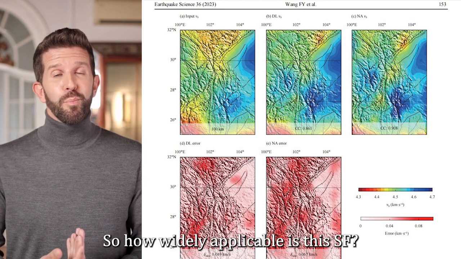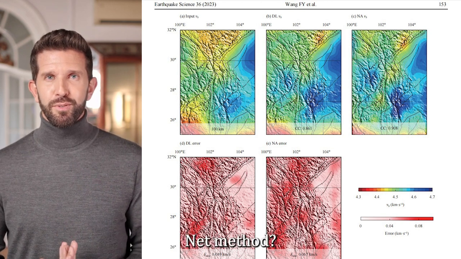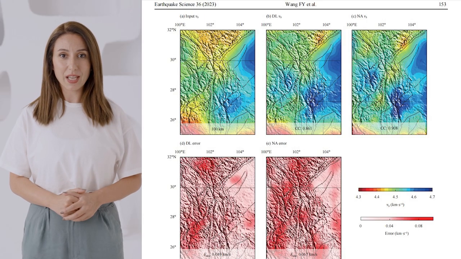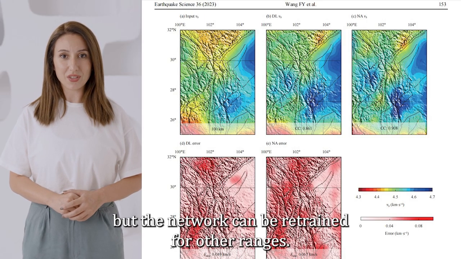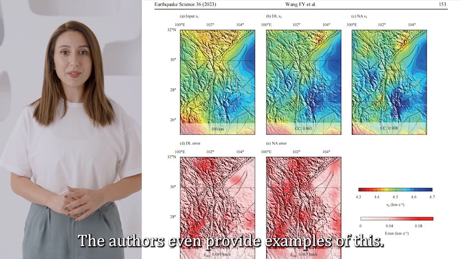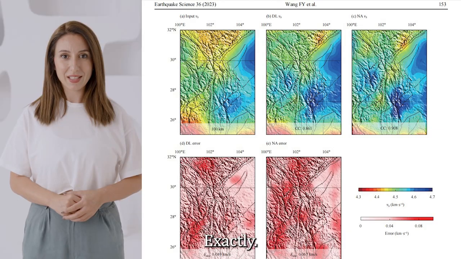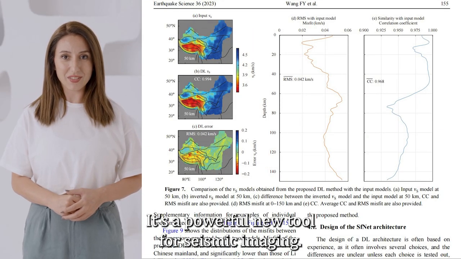So how widely applicable is this SfNet method? It's designed for surface waves in a specific period range, but the network can be retrained for other ranges. The authors even provide examples of this. So it's a flexible tool that can be adapted to different regions and datasets? Exactly. It's a powerful new tool for seismic imaging.